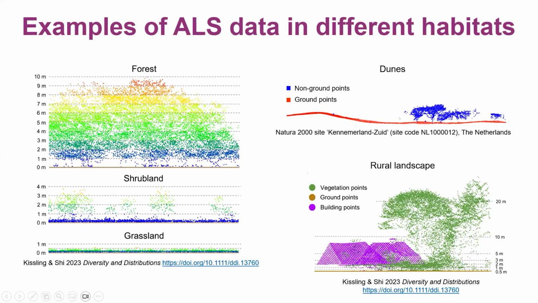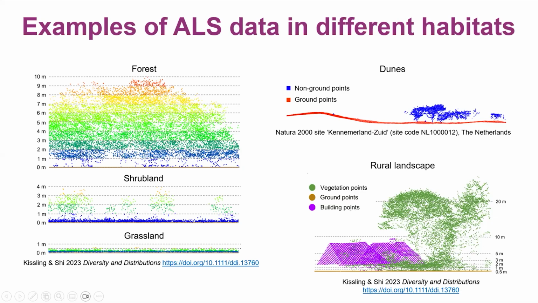On the right hand, you see examples from dunes and a rural landscape. Here, the difference is that these points are colored by a class that was already available. In the upper one, you see ground points colored in red and shrubs in a dune land colored in blue. And in the rural landscape, you see vegetation points, ground points, and building points.